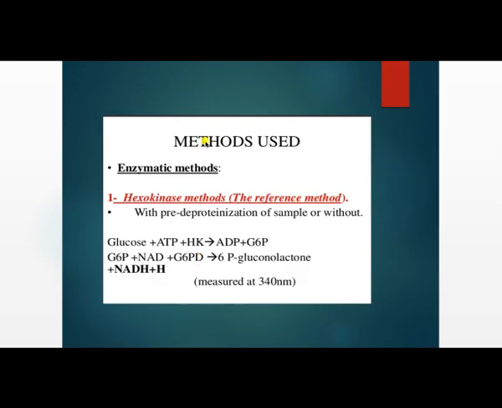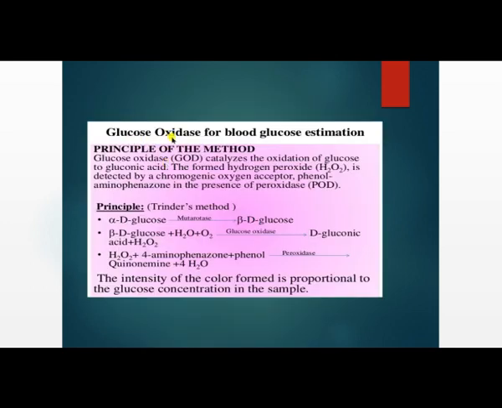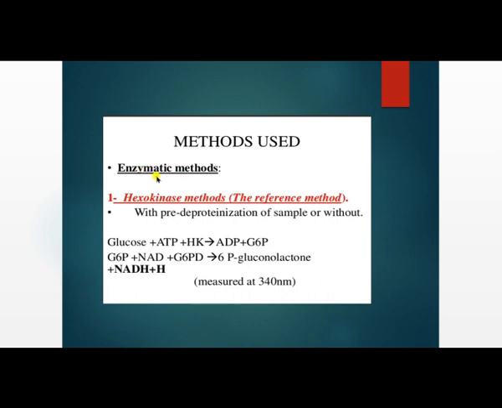Next, see the methods used. For the determination of glucose we use the enzymatic method. There are two enzymes mostly used for clinical purposes: one is the hexokinase method and the other is the glucose oxidase method. These are the two methods for estimating blood glucose.